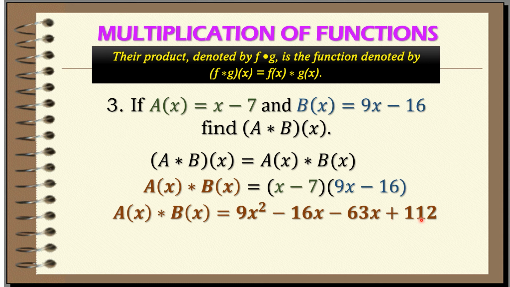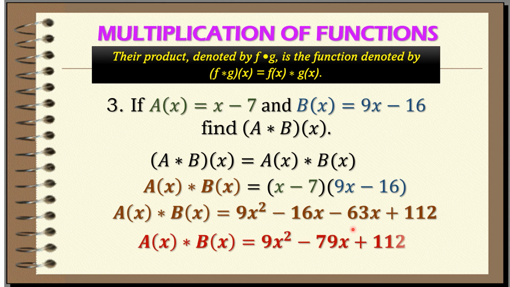And then the next step is to combine the like terms. So we have here negative 16x and negative 63x. So when we add them up, that is equal to negative 79x. Therefore, our final answer would be 9x squared minus 79x plus 112. So, I hope you follow.